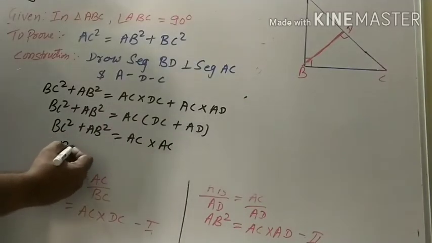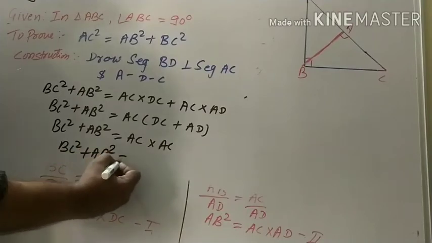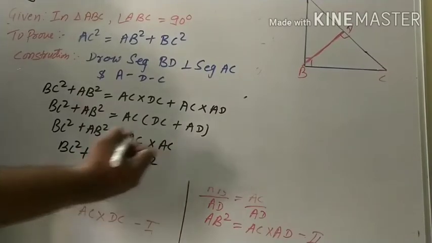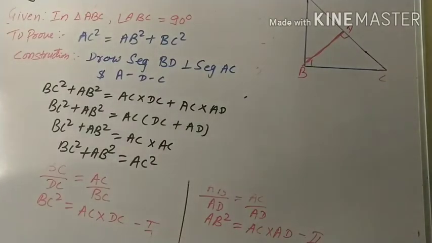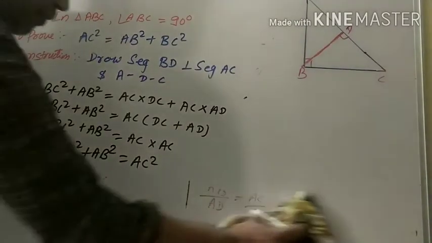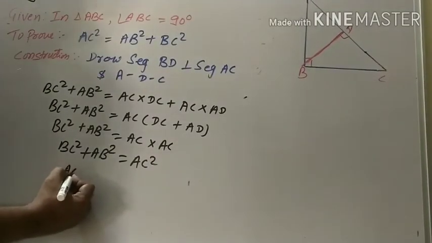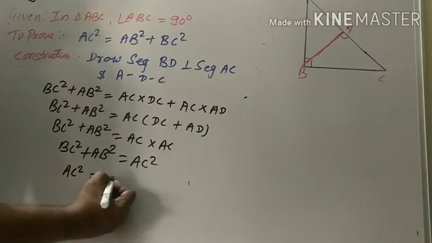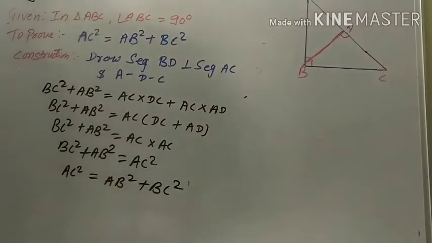So BC square plus AB square is equal to AC square. So that is our proving: AC square is equal to AB square plus BC square. That is our proving.